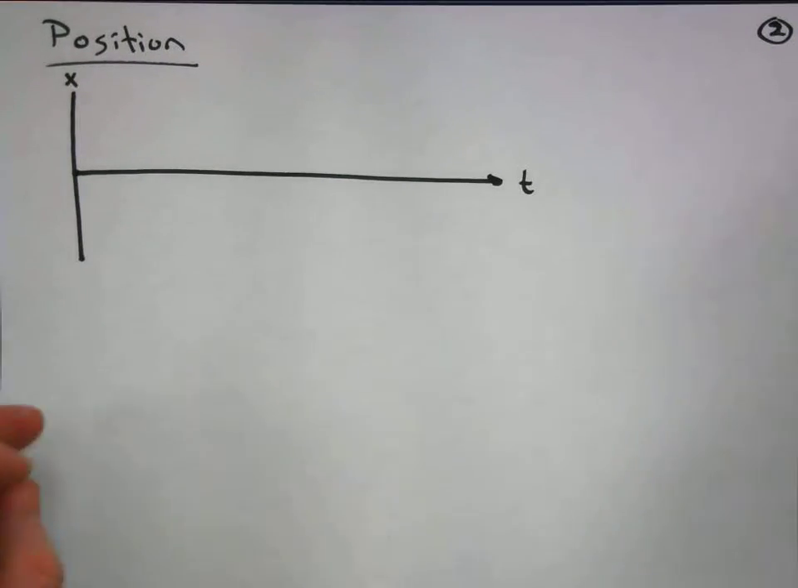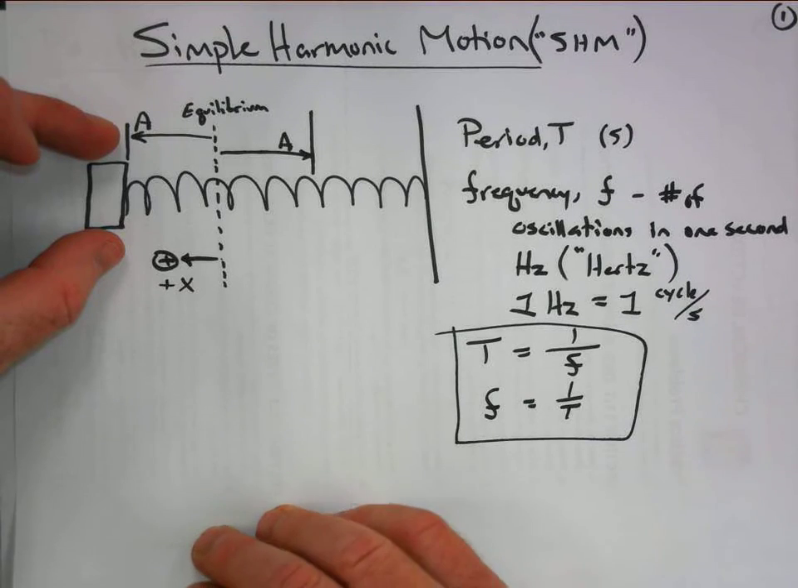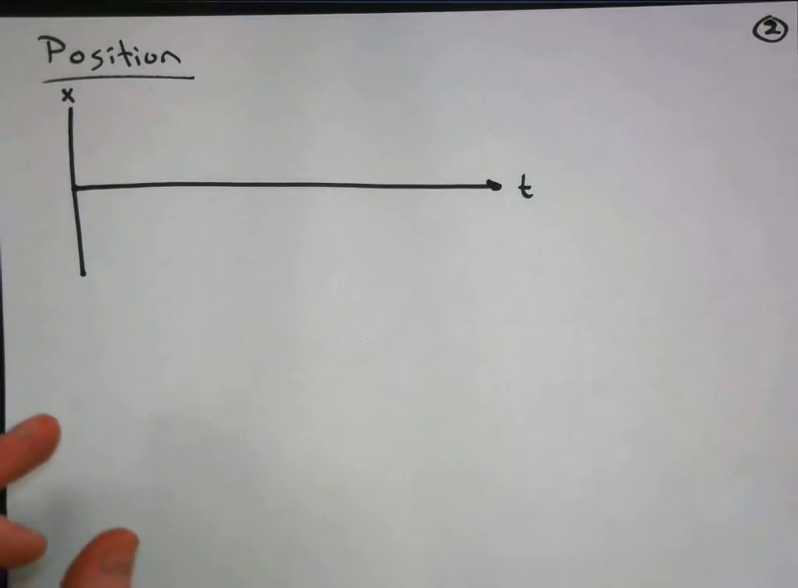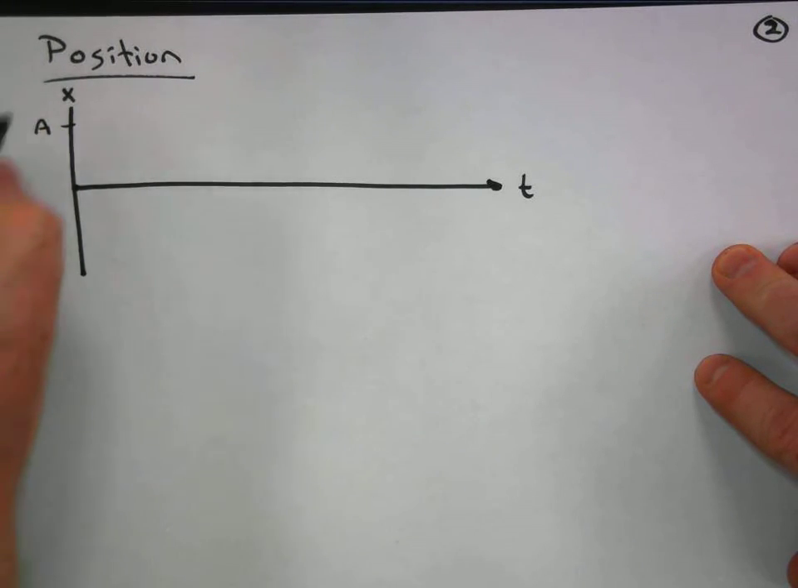Now, what do we know? I've pulled this mass to this maximum position in the positive direction, and I'm going to let it go. And so when I let it go, there are some other things I understand. For example, I've pulled to this maximum position A, and that's where we start.